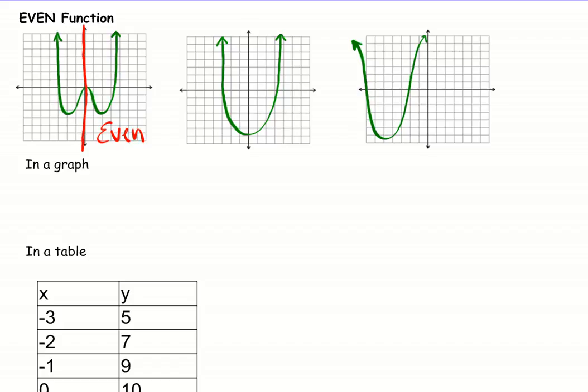Here's the line of symmetry. Is it the same on both sides? Yes. This means this is an even function. But this function's line of symmetry is not the y-axis. So this is not even. And if you have a function that is not even and is not odd, then we have a function that is neither. So there are three choices here. You need to make sure you know them.